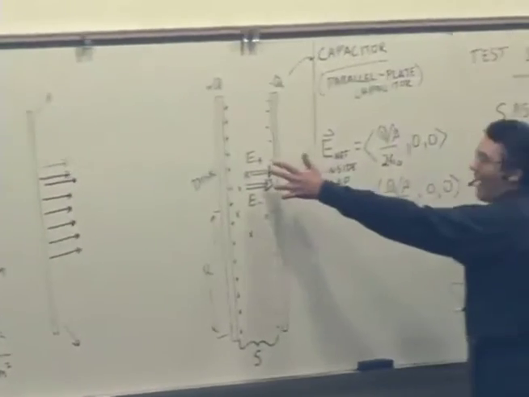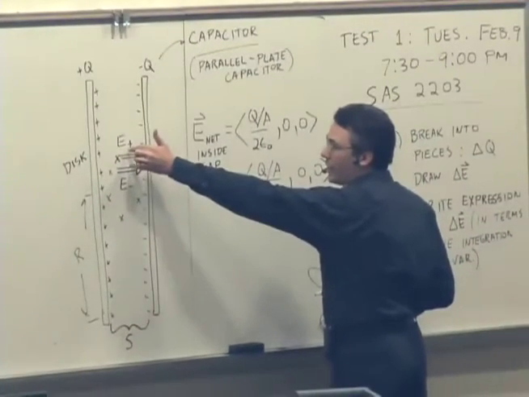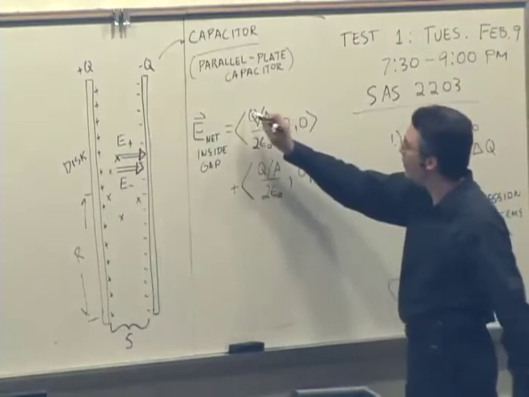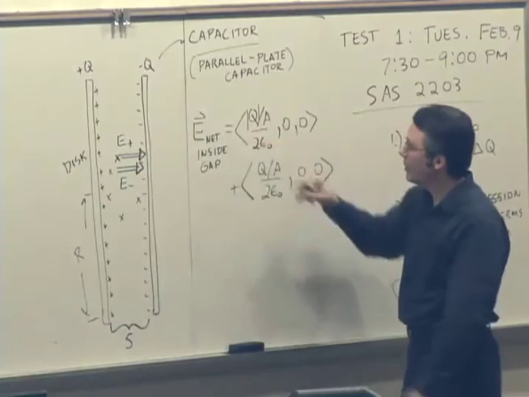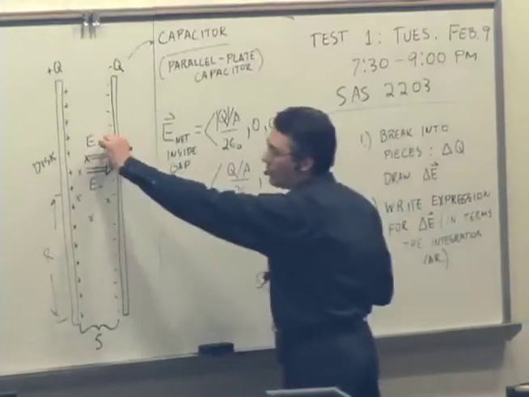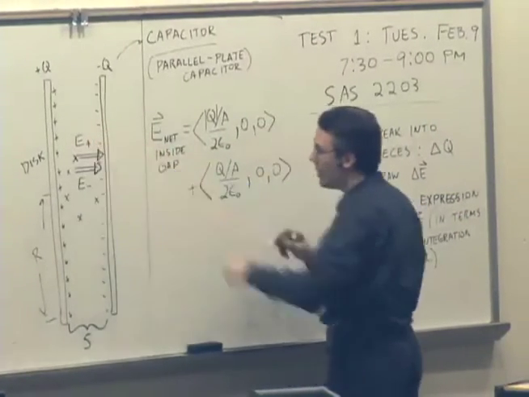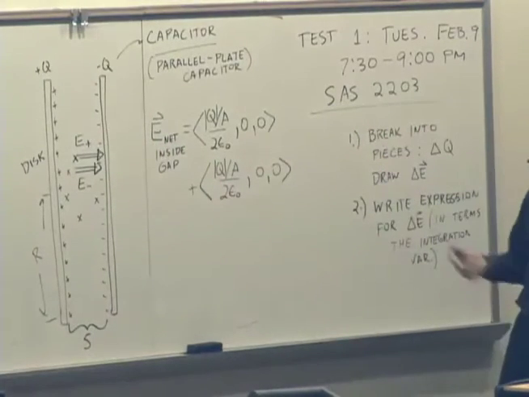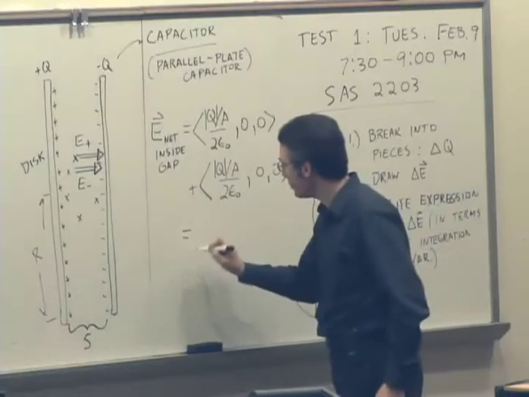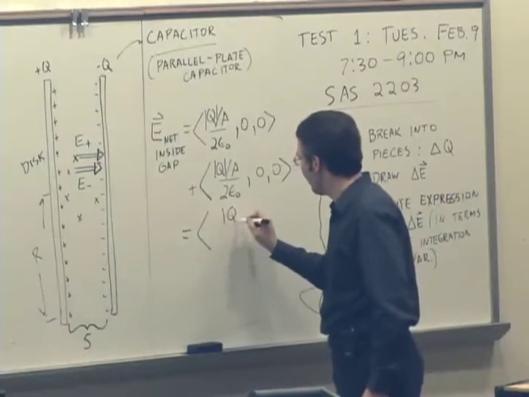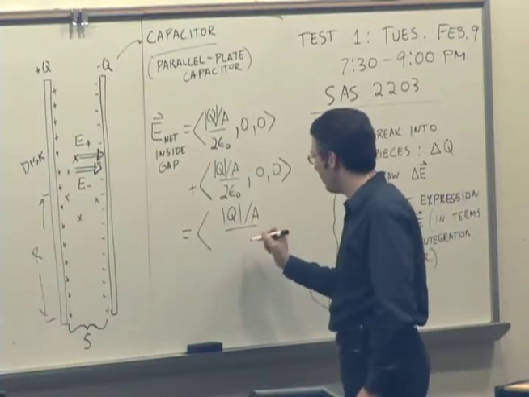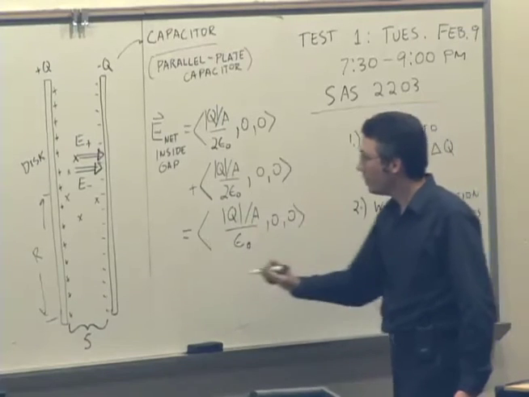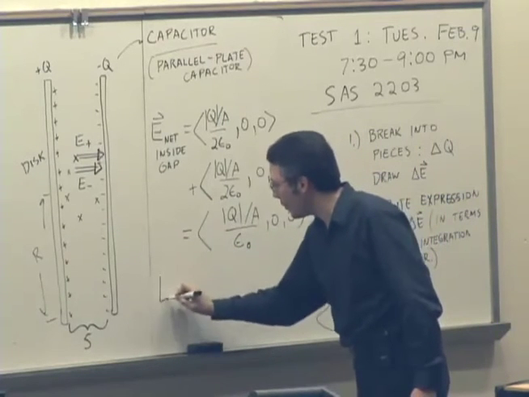And so, as usual, I'm just looking at the physical situation to figure out what the direction of this vector should be. So the magnitude of the field is the same for both, but it's pointing in the positive x direction for E positive, and it's pointing in the positive x direction for the field of the negatively charged plate as well. So when I add those two together, I get Q over A over epsilon 0. So that's another useful result.